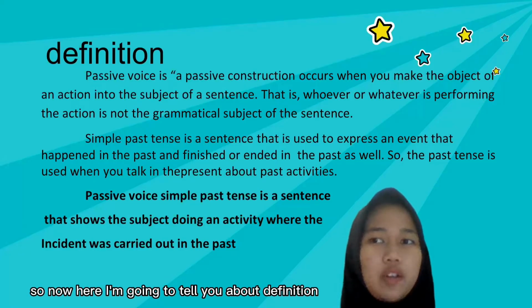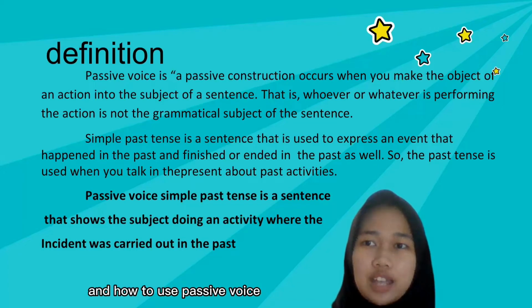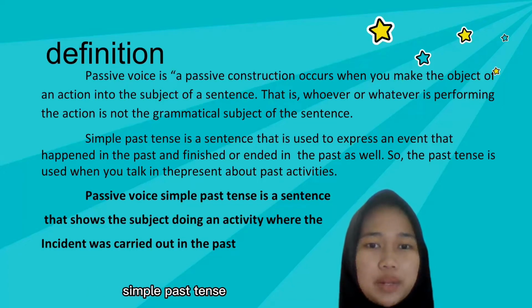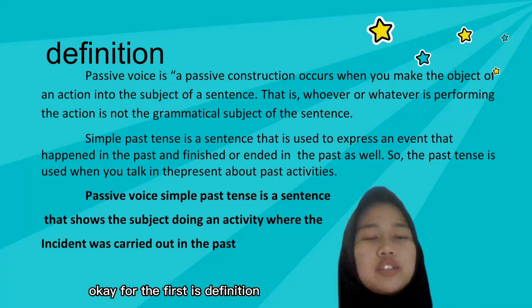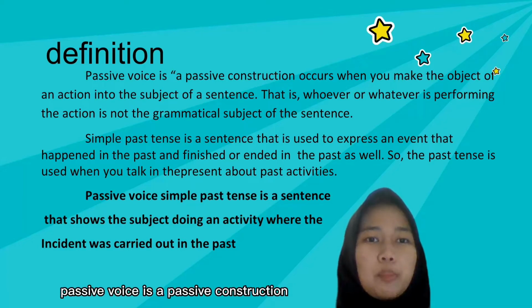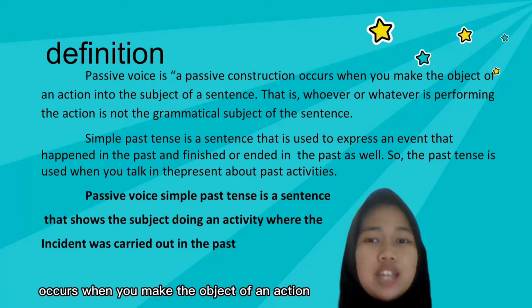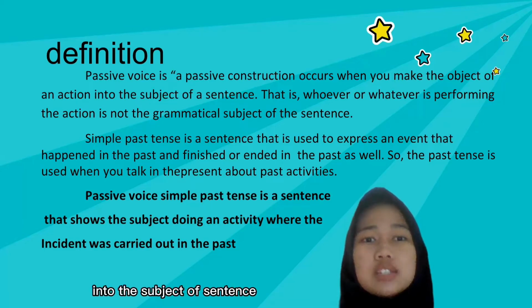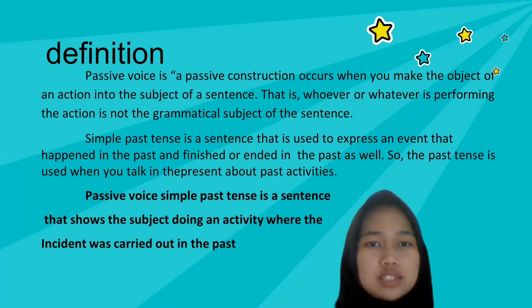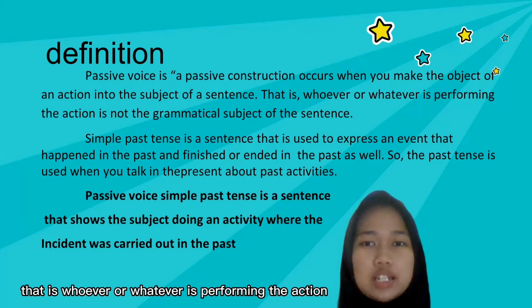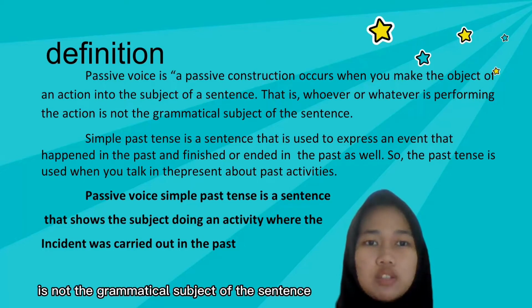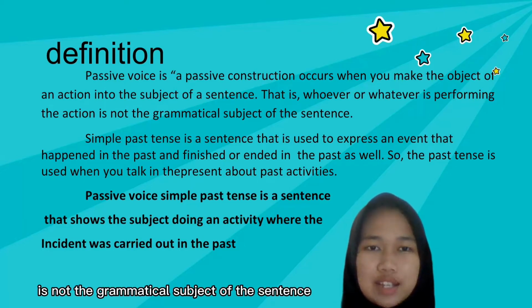So now here I'm going to tell you about the definition and how to use passive voice simple past tense. Okay, for the first is definition. Passive voice is a passive construction that occurs when you make the object of an action into the subject of a sentence. That is, whoever or whatever is performing the action is not the grammatical subject of the sentence.